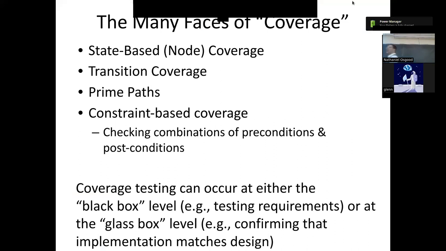So many faces of coverage. We're going to be talking about coverage at different levels: state-based coverage, transition or edge coverage, and if we're lucky, we'll start to reach prime paths coverage. But given we only have one lecture here, and given that I allocated some time to group meetings up front, we probably won't get materially through this, but I'll introduce the notion perhaps. What I'm going to be talking about is levels of coverage, state-based, transition, prime path, that can be applied either with black box testing. What do I mean by black box testing? Can someone say?